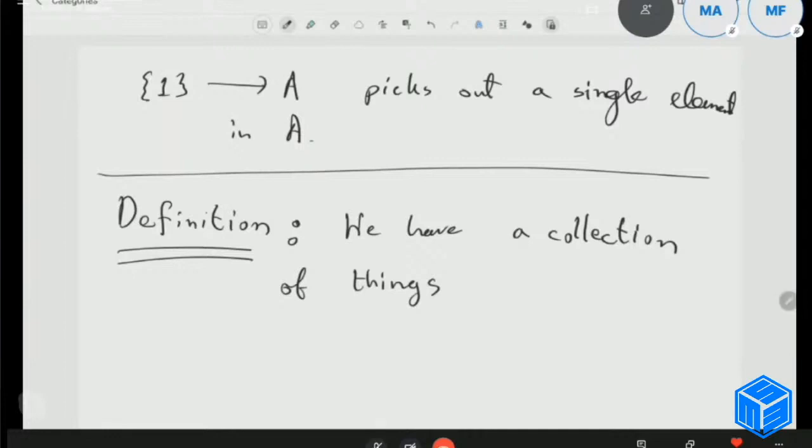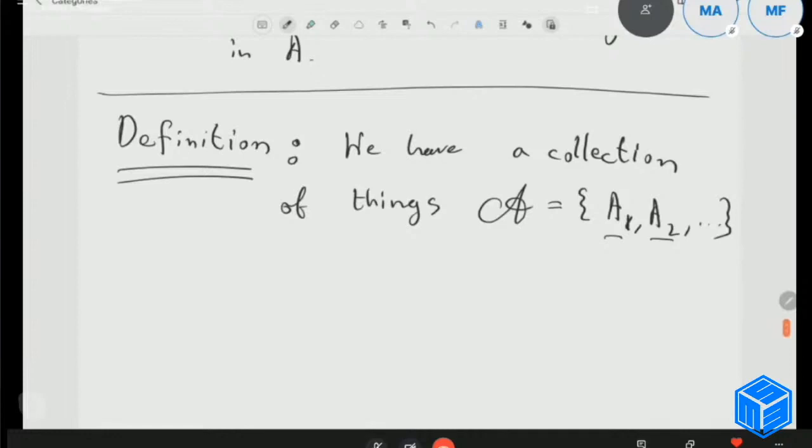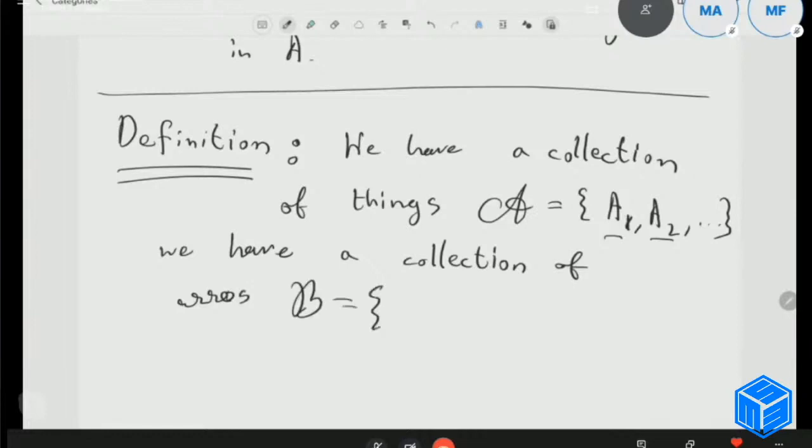We're going to use this nice script letter A. It looks like a set, with A1, A2, a bunch of things in it. You can think of them as sets, but it doesn't really matter what they are. And then we have a collection of arrows. It's like a set of arrows.